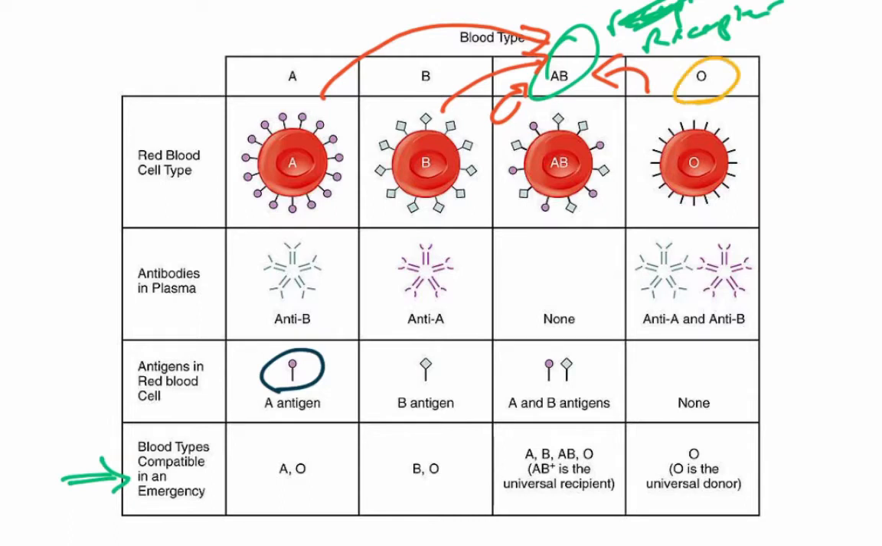Type O are universal donors, right? Because they don't have the extra sugar group on top. They just have the little stick-like part. So, universal donors. They can donate to themselves, they can donate to AB, they can donate to B and to A, right? Type A can donate to type A and to type AB. Type B can donate to type B and to AB, right?